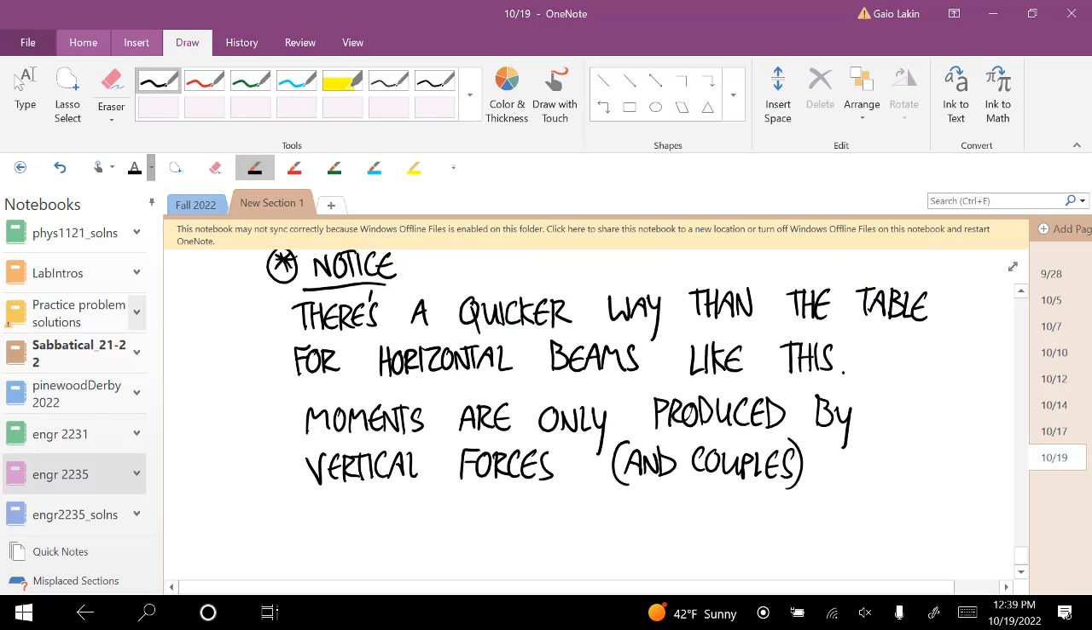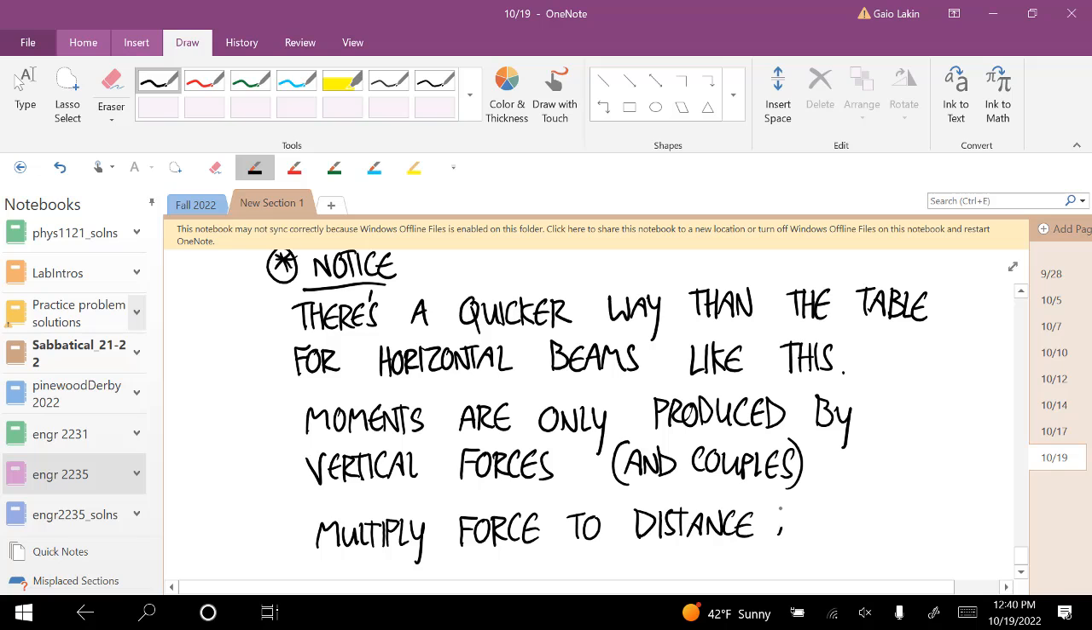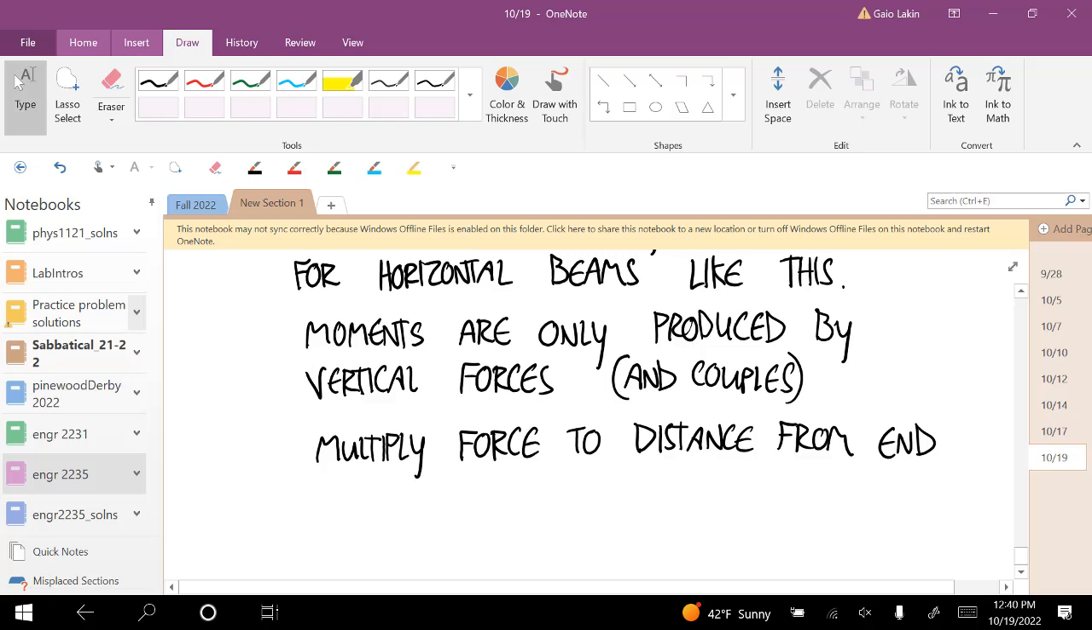Okay, so moments are only produced by vertical forces. Multiply the force by the distance from the end, because the end is the about point. And then the sign is just by inspection, just thinking about which way it would rotate if you applied that force.